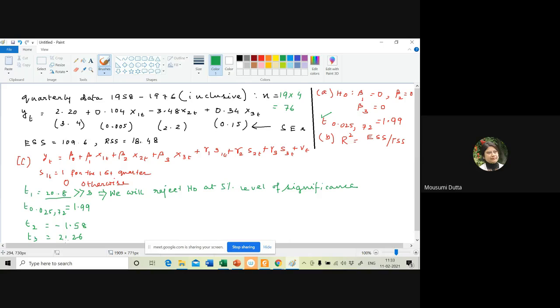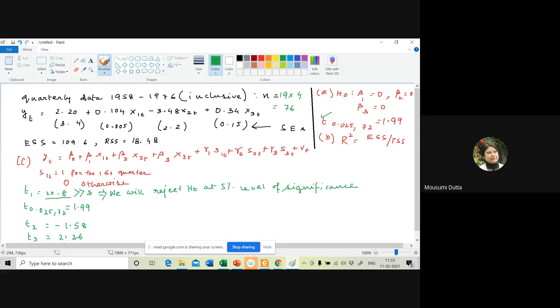So first part done. Write down the second part. Is there anyone who didn't understand the first part? So we are finding beta 2 is statistically insignificant. Beta 1 hat and beta 3 hat are statistically significant.